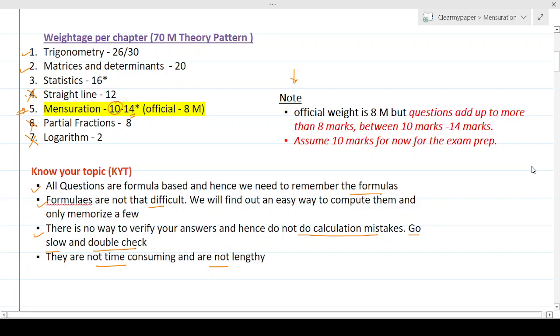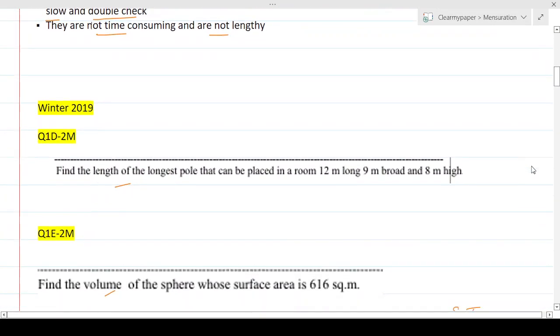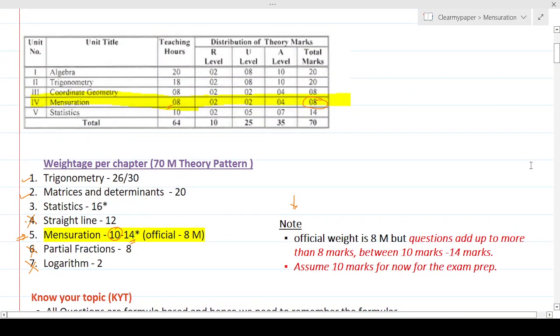And then you can prepare your syllabus accordingly. So I'll see you in the next episodes, and we'll start with this syllabus on mensuration, and we'll try to cover the ground as much as possible.